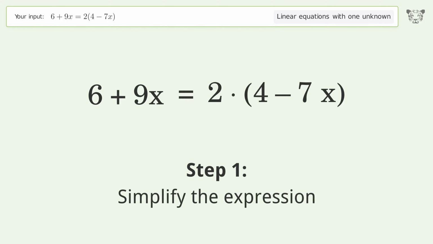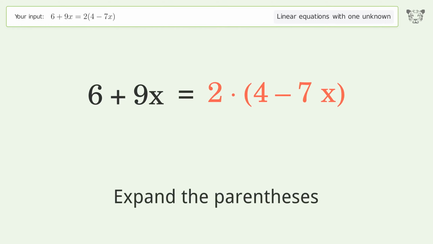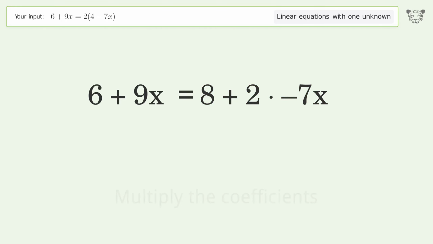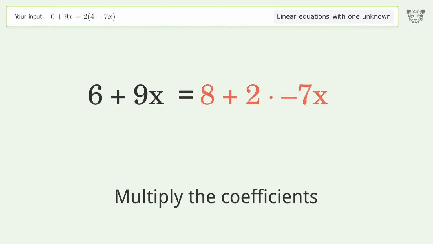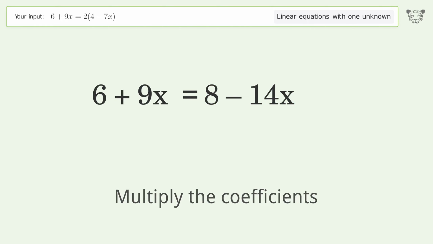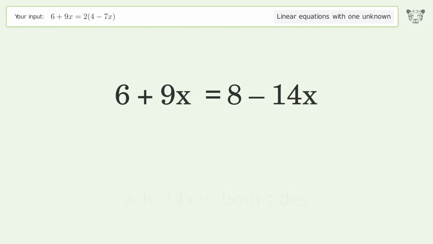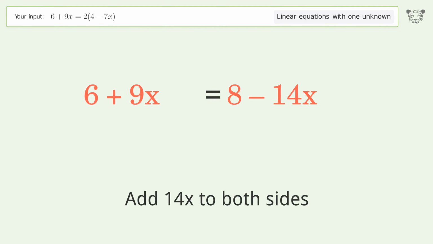Simplify the expression. Expand the parentheses. Simplify the arithmetic. Multiply the coefficients. Group all x terms on the left side of the equation. Add 14x to both sides.